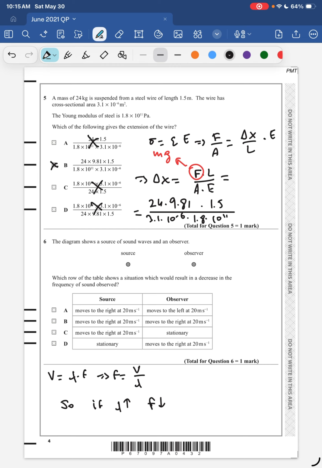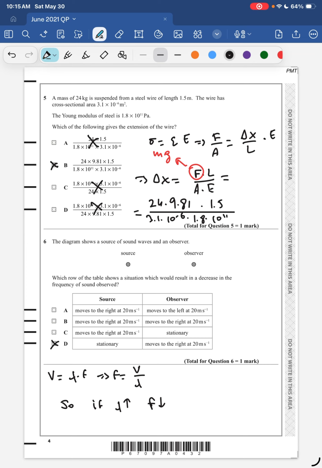Okay, let's go to option C. We have the source moving to the right at 20 meters per second. Again, in this scenario, the wavelength is going to get squeezed. So we will have a shorter wavelength, so C is wrong with the observer stationary. And then option D, we have the source stationary and the observer moving to the right at 20 meters per second, which is gonna make the wavelength appear to get larger, which is exactly what we need. So D is the correct answer.